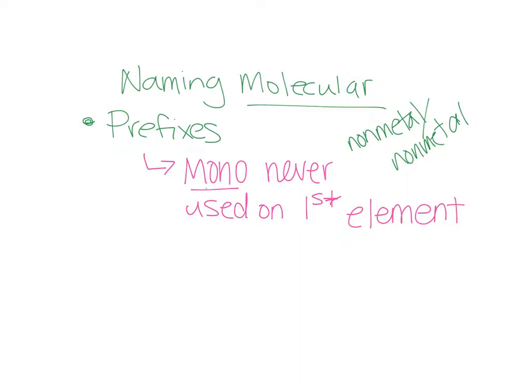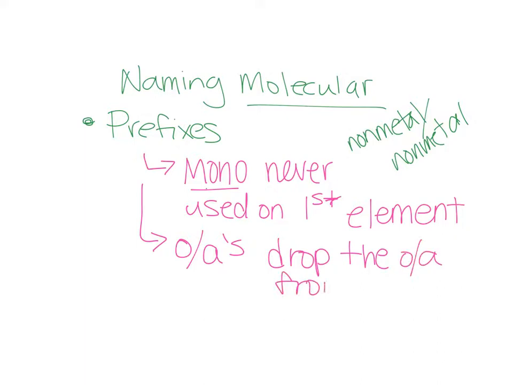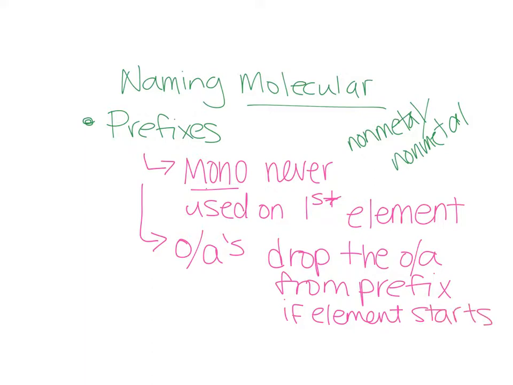What else? Yes. If the ending of the prefix ends in O or A and the beginning of the element starts with an O, then the O or A is taken off the prefix. Good. So drop the vowels, just the O or A from the prefix. So drop the O or A from your prefix if the element starts with it. Let's drop the vowel. Because triiodide is a thing.